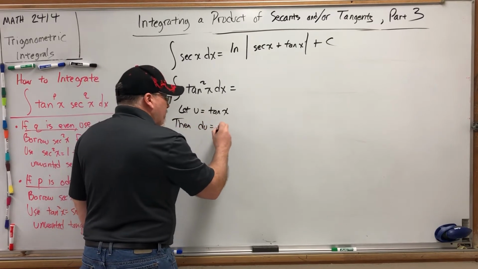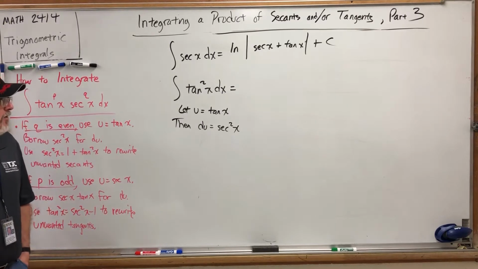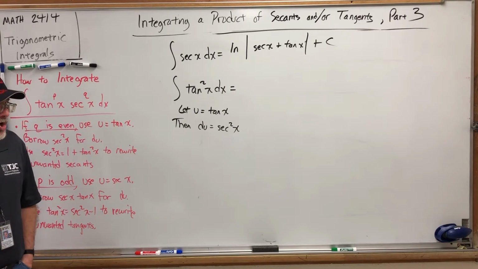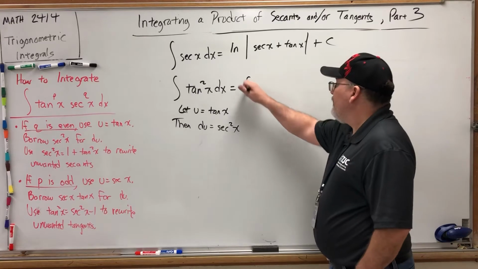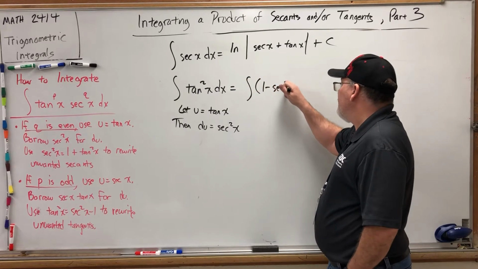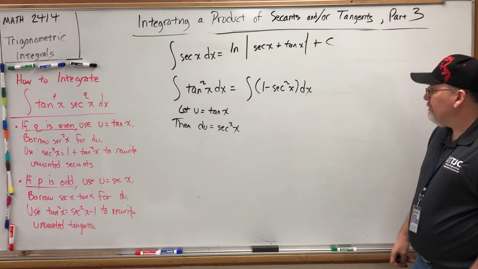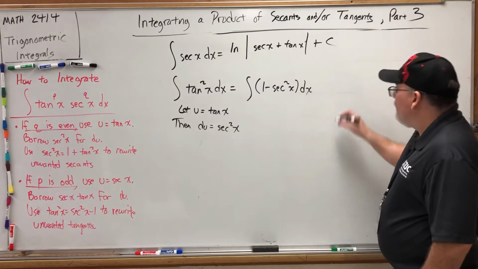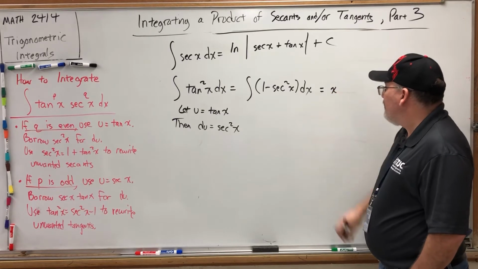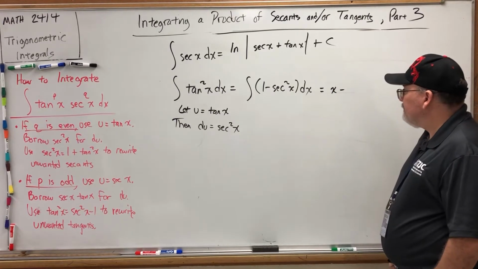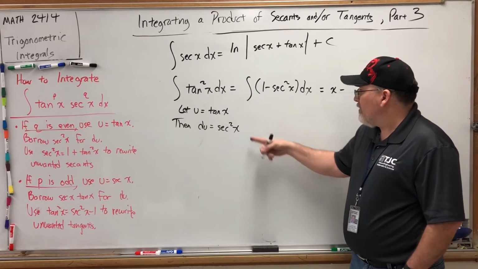Then du is secant squared x. There's not a single secant in sight. Or is there? The dirty trick for integrating tangent squared is to change it to secant squared x minus 1. Oh, look. If we integrate this term by term, the integral of 1 is just x minus, well, if the derivative of tangent is secant squared, then isn't the integral of secant squared tangent?